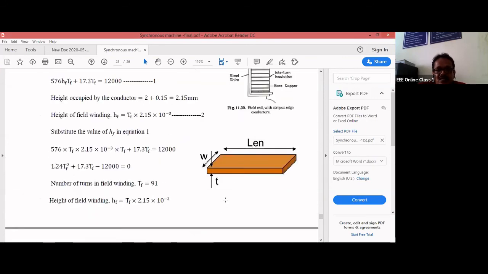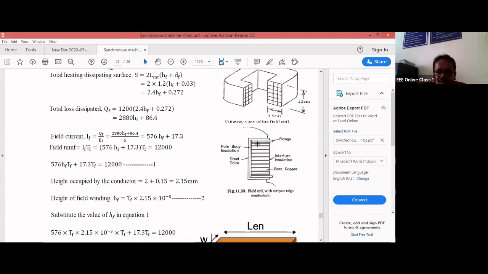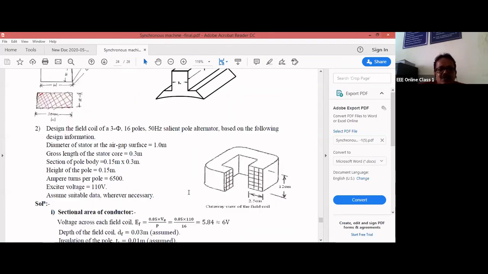Go back to this figure. So here we go for 2 layers. We'll do 45 turns from here to here. This is the height of the field winding. We go for 45 turns for total height. Then we have insulation between the layers. Then another 45 turns will go. So that will give your depth and how much height it will occupy. You go for 45 turns, then that will be your height of the field winding. Like that, you'll go for another layer. 2 layers will do the winding.